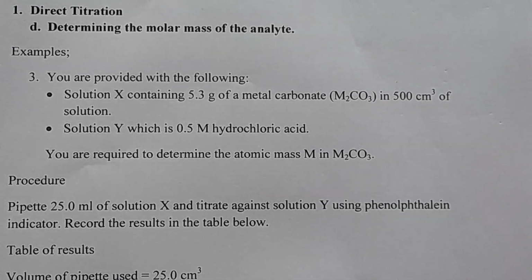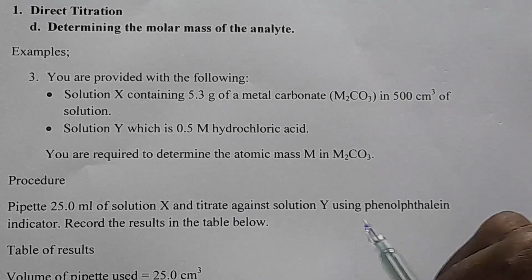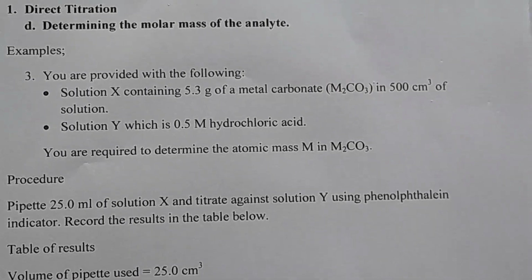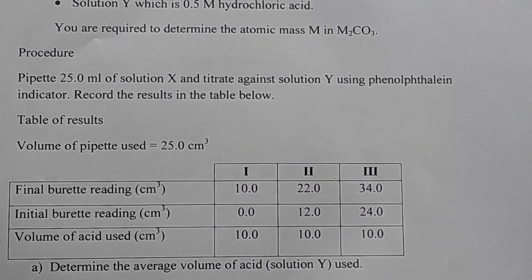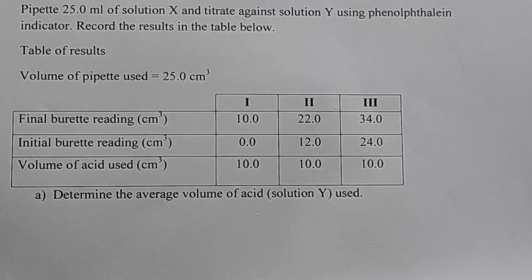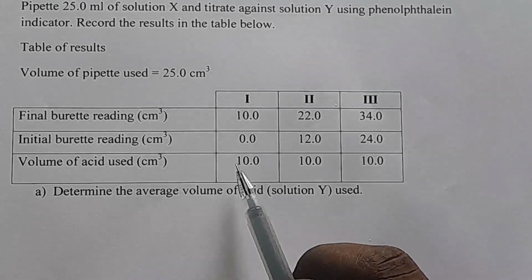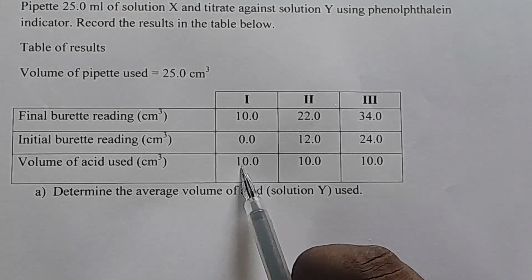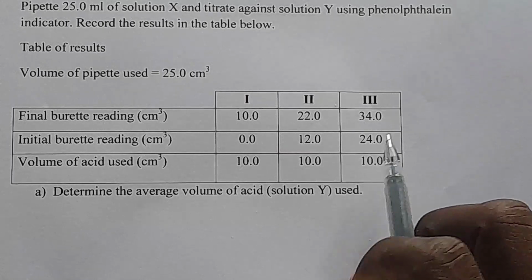The first procedure: pipette 25.0 ml of solution X and titrate against solution Y using phenolphthalein indicator. Record the results in the table below. Here we have the table of results, and the volume of pipette used was 25.0 centimeter cube. This is the titration table. We have done 3 titrations, and the titers are 10.0, 10.0, and again 10.0.